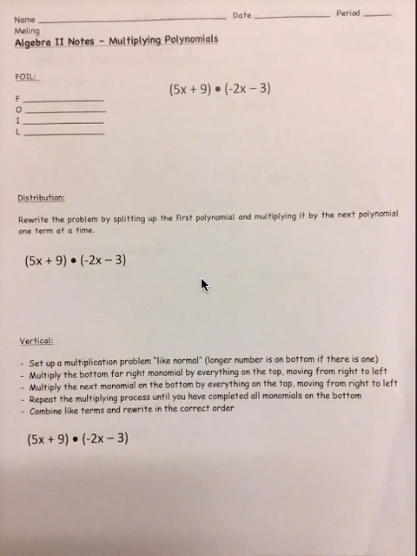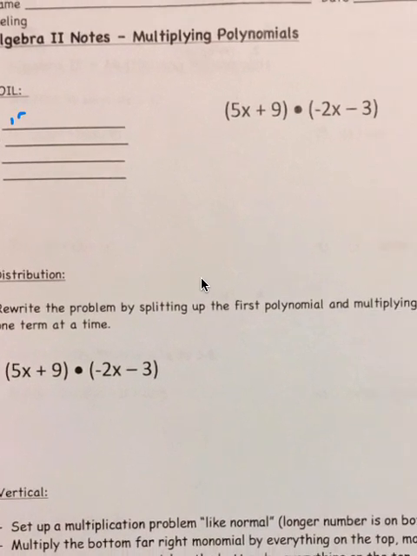So FOIL stands for first, outside, inside, last. So first, outside, inside, last.